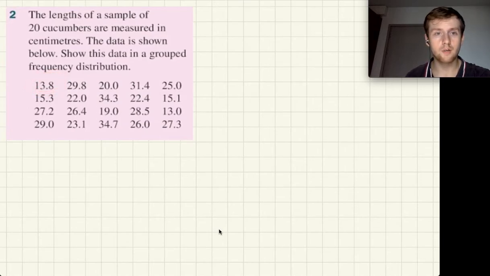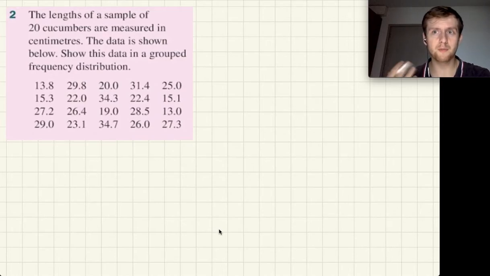And the largest one is, I see 34 in here. I see 34. Maybe is there anything else? No, I think it's the largest. 34.7 is the largest number. So what kind of groups should we do to make it look nice?